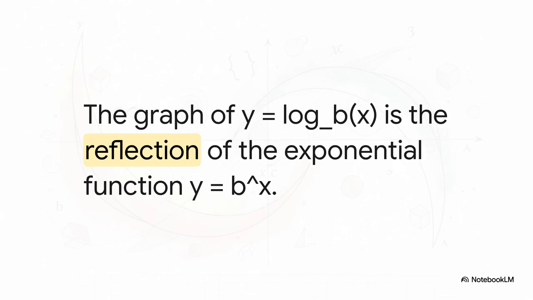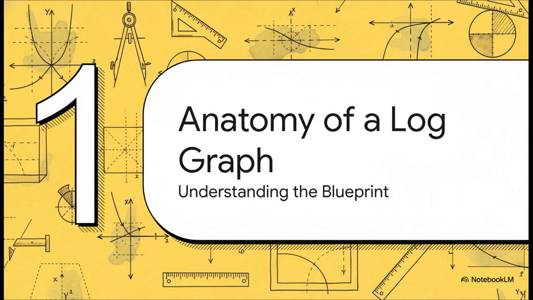That means the graph of a logarithm is quite literally the mirror image of an exponential graph. So if you can sketch y equals b to the x, you've pretty much got this. The connection is that direct. Okay, so let's actually take a closer look at this reflected shape. What are the key features, the anatomy, that we need to spot on every single log graph?